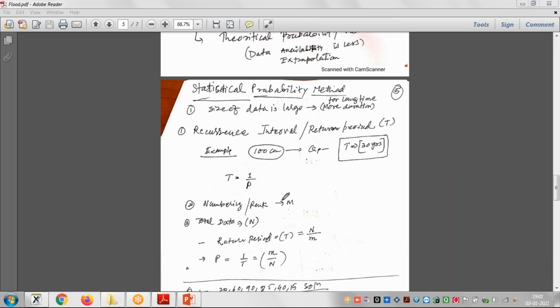So here we were looking at how we can find this. M is the rank number, N is the total data, and the return period is T equal to N upon M, and P is the reverse of that, M upon N, right? Obviously we know that T is equal to 1 upon P, and if I put the value of P, which is M upon N, then T is equal to N by M, obviously the reverse, right? So we have seen this in the previous lecture.